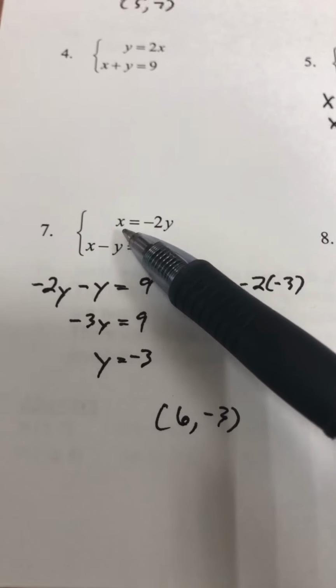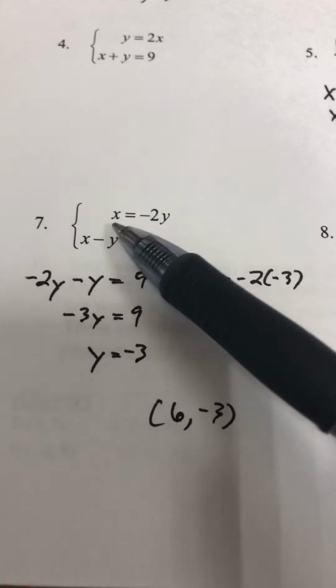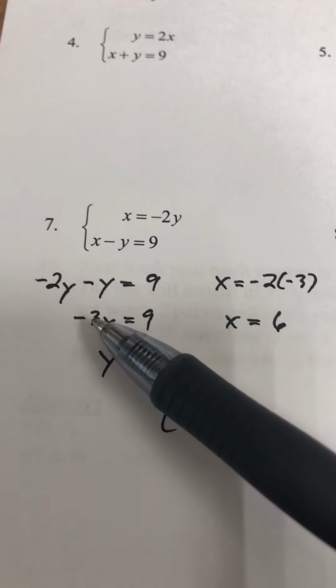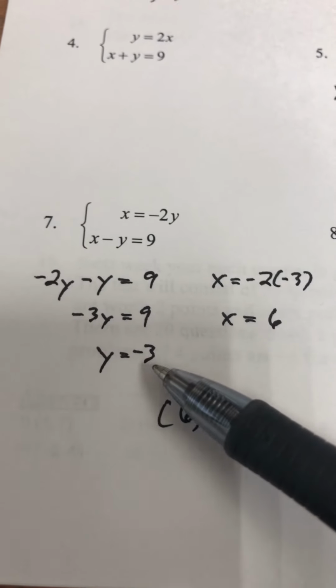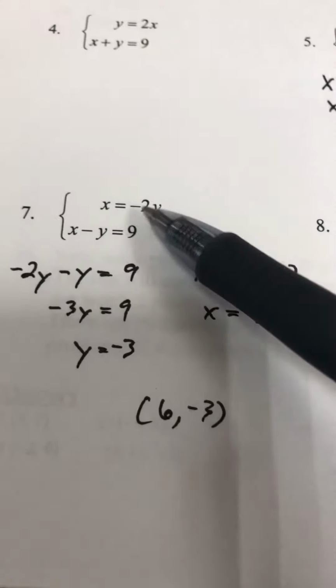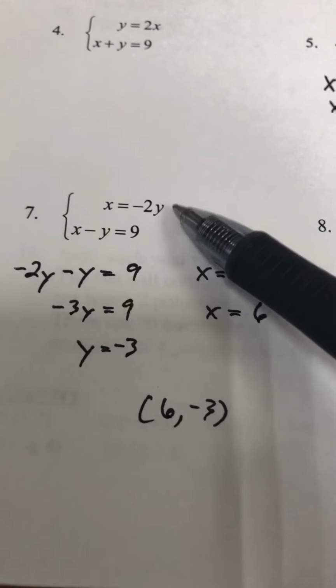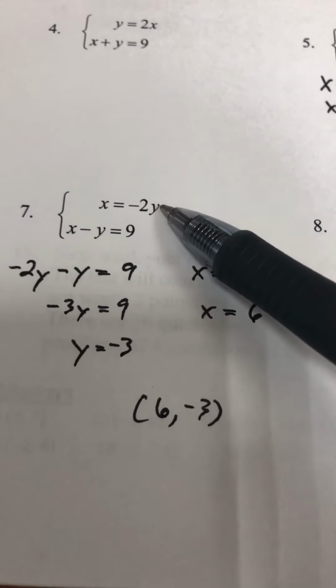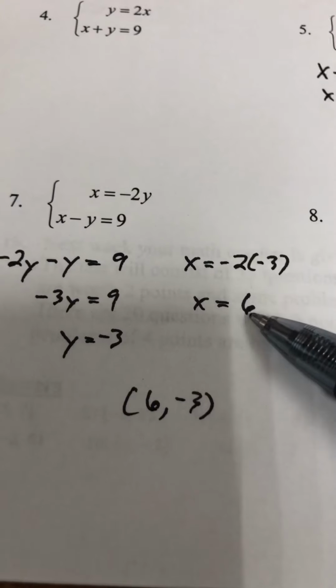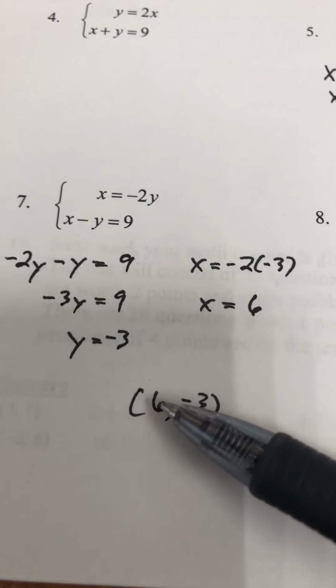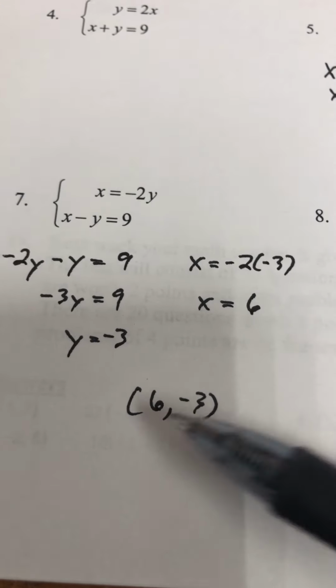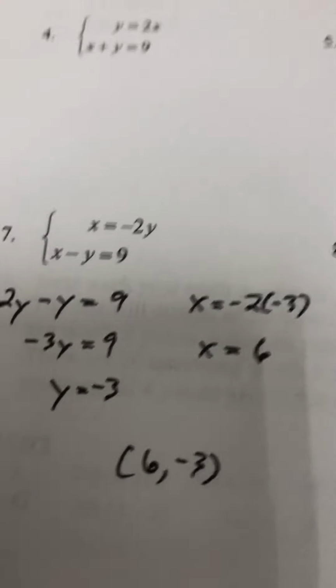Then for number 7, I'm substituting negative 2y in for x. I solve for y. I plug in my y value. I could do either. I chose this one. I plug in negative 3 here. Negative 2 times negative 3 is 6. So my x value is 6. My y value is negative 3.